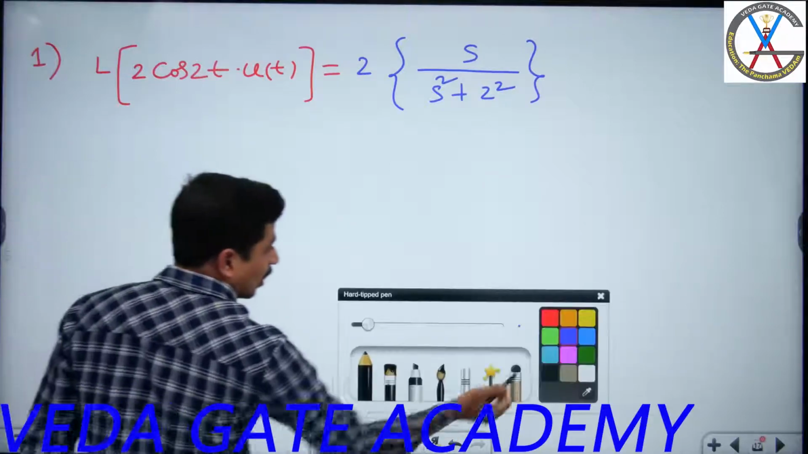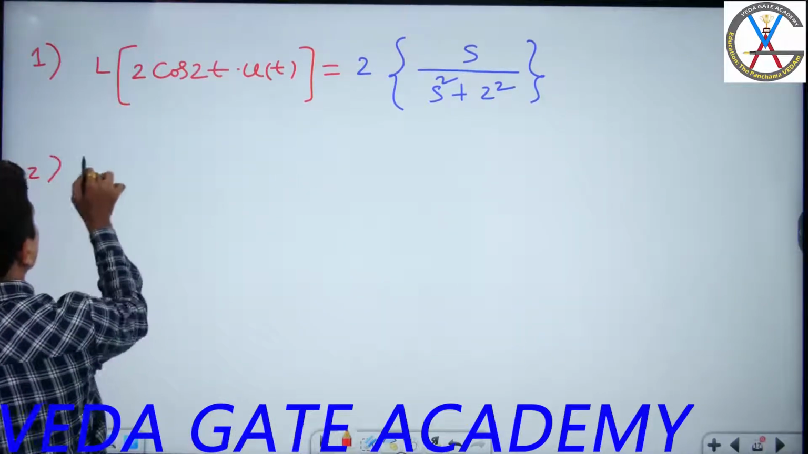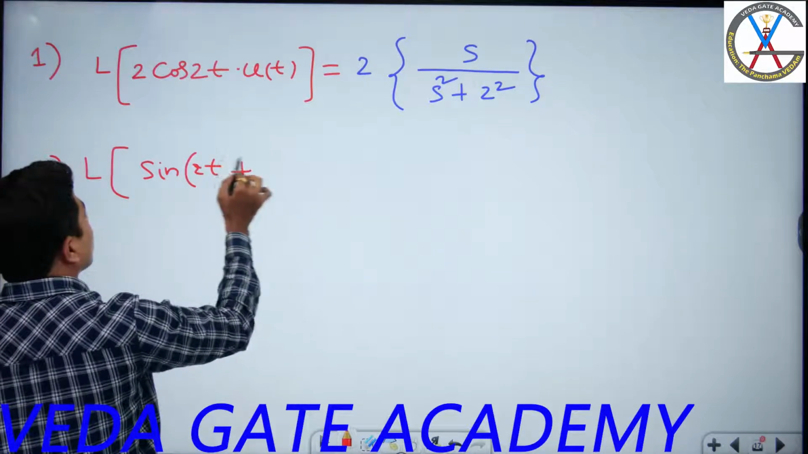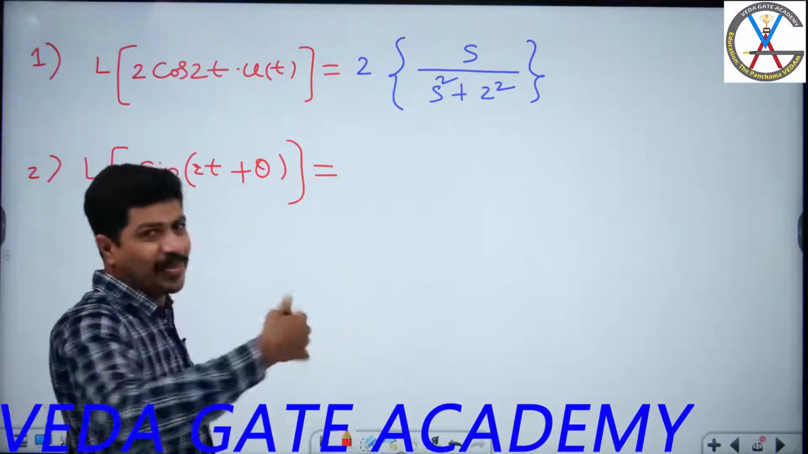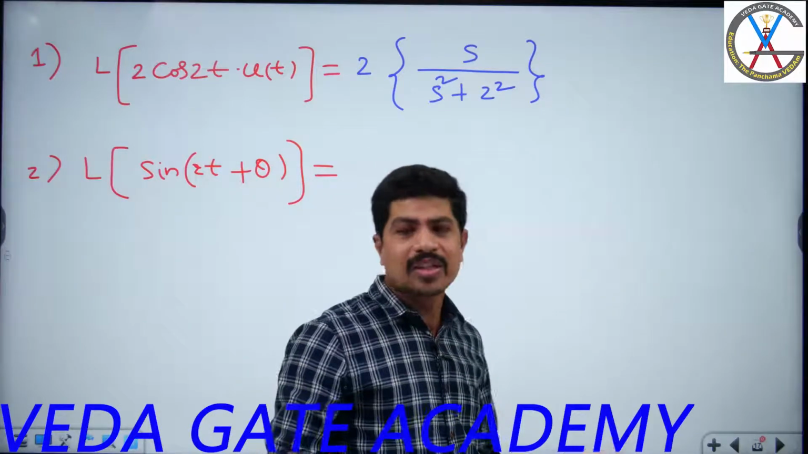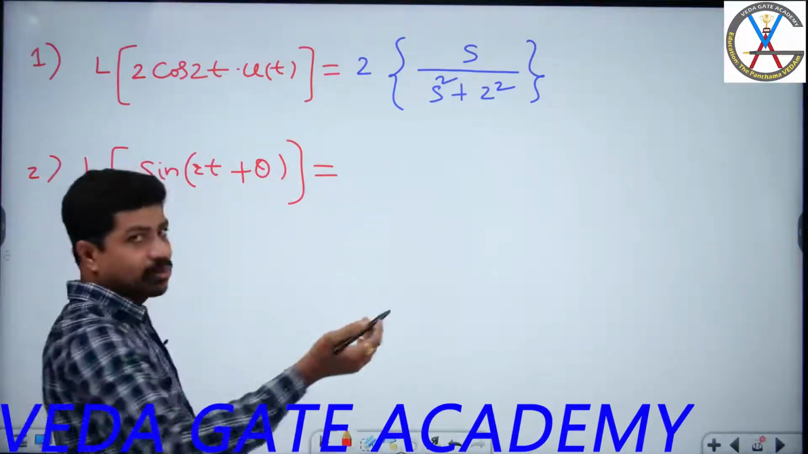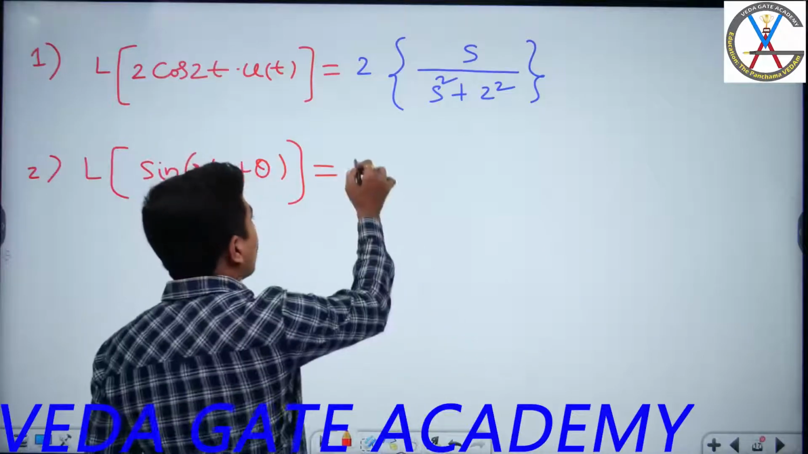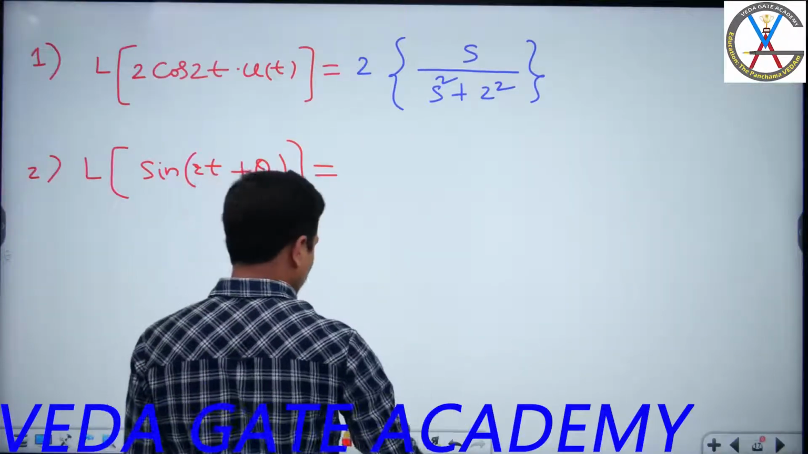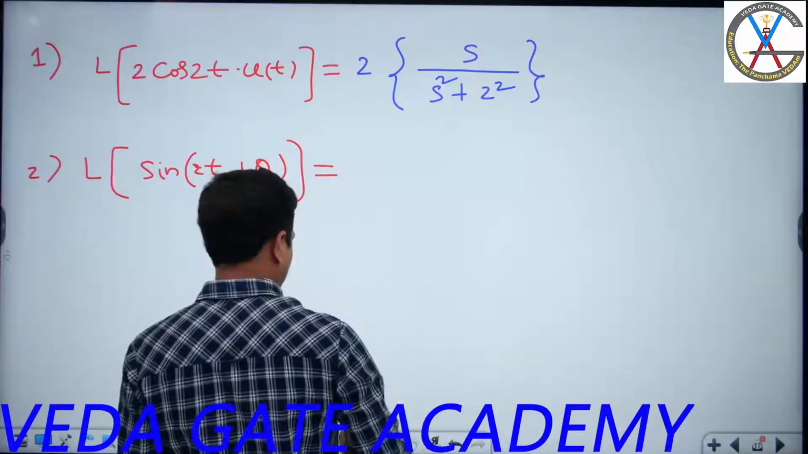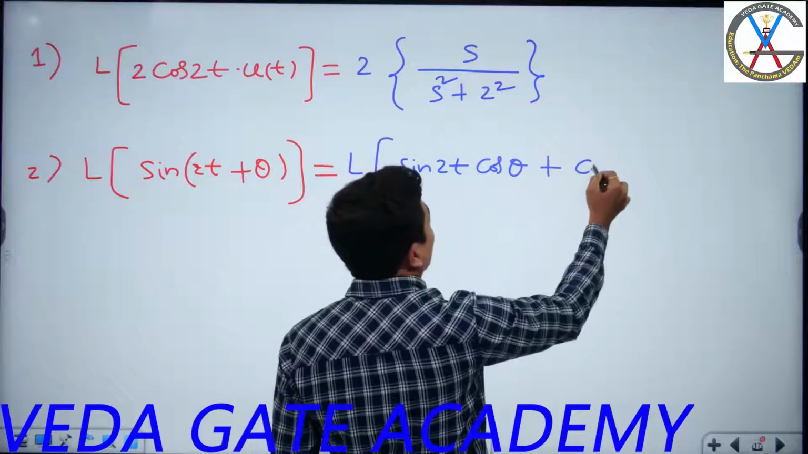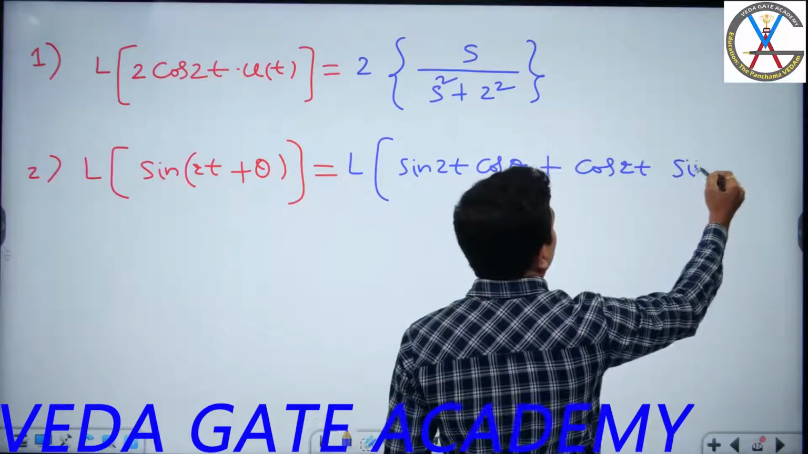Now the second question. Let's take the second question as Laplace transform of sine of 2t plus theta. What to do? Expand it. That theta may be any degrees, 30 or 40 or 60 or 100 or 120, 180, 360. We don't know. Expand it: sin a cos b plus cos a sin b. You know the sin a plus b formula. Laplace transform of sin a cos b plus cos a sin b.